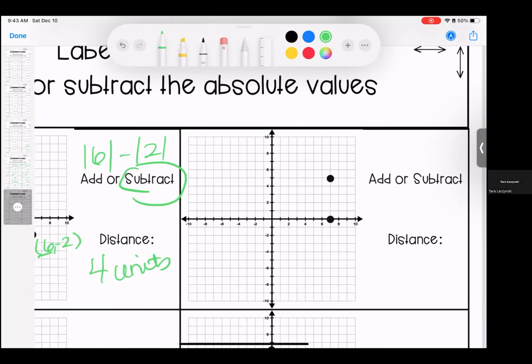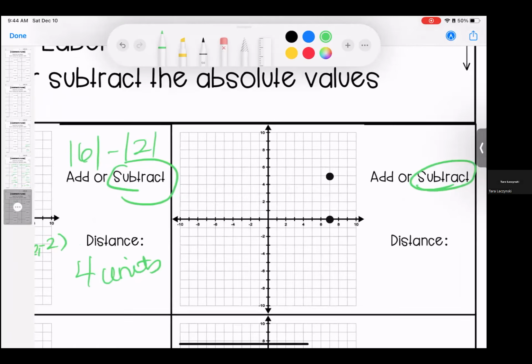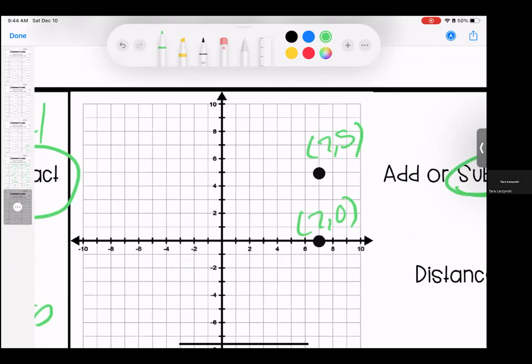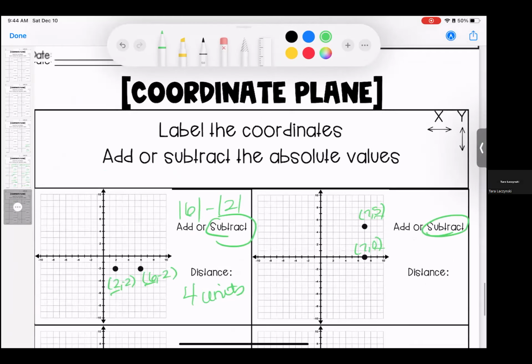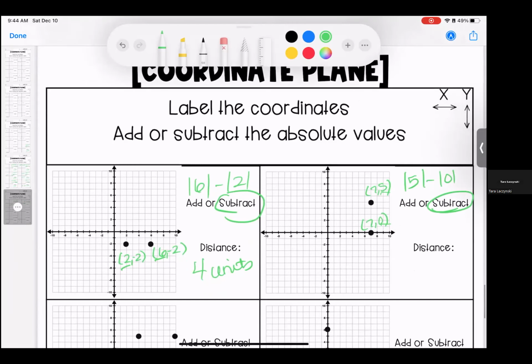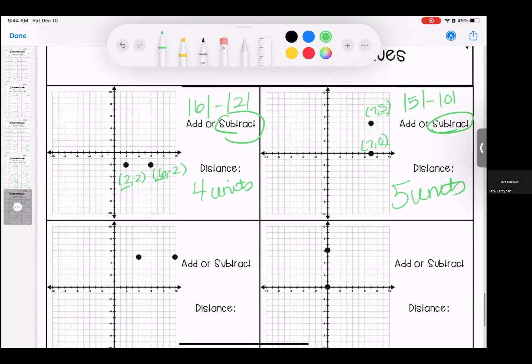4 units. For this one, they're the same, so we're going to subtract. We have an x of 7 and a y of 5, an x of 7 and a y of 0. We're looking at the difference between 5 and 0. So the absolute value of 5 minus the absolute value of 0 gives us a distance of 5 units.